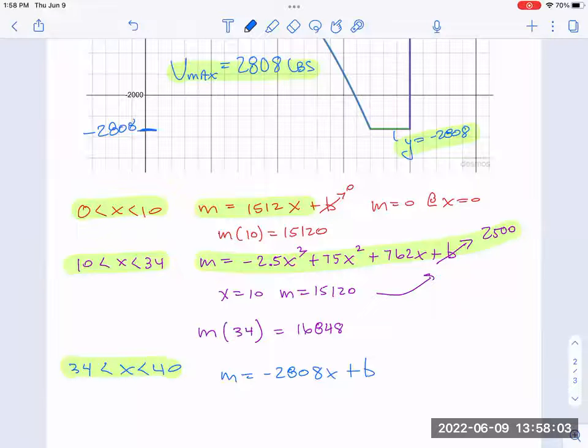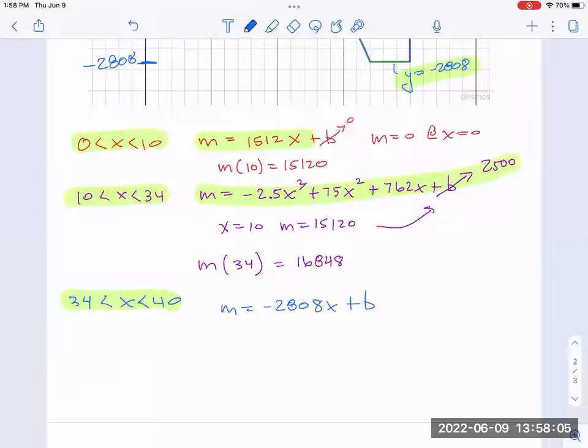And so based on where we just left off, when x is 34, we were supposed to get 16,848 left off from the last location. So what does that give me for b? Hence, b equals a huge number, 112,320.